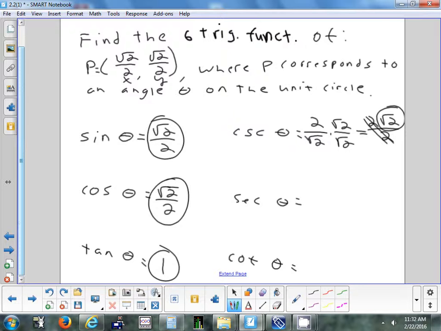Now we should be able to do the secant very quick. What do you think the secant would be? Square root of 2. Since the sine and the cosine are the same, the secant and cosecant are the same as well.